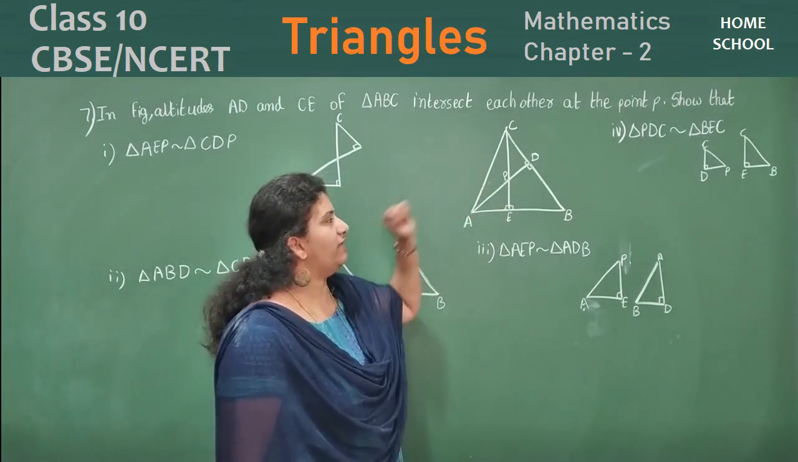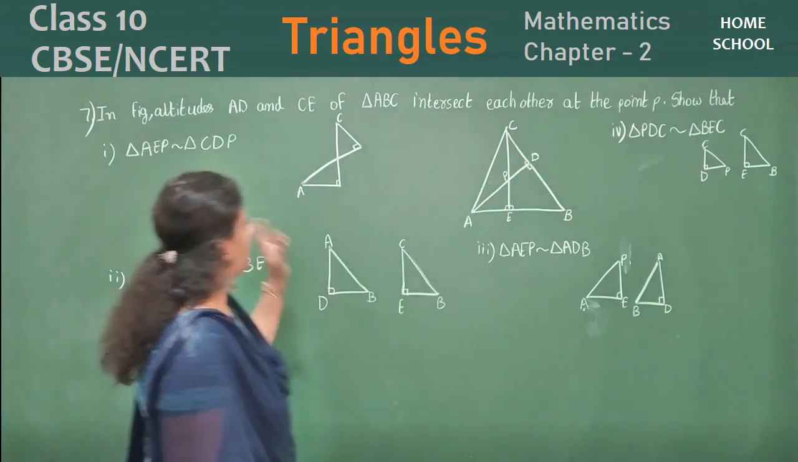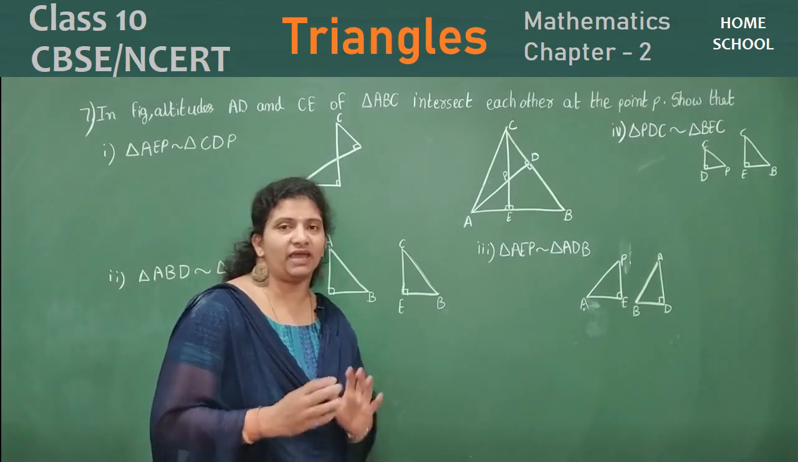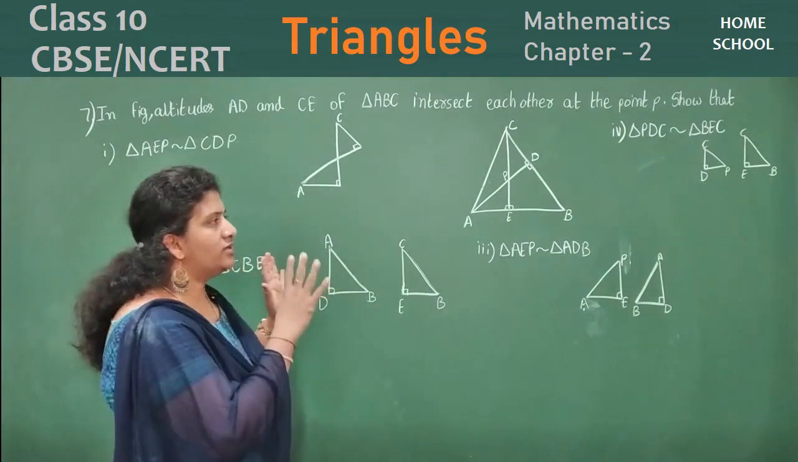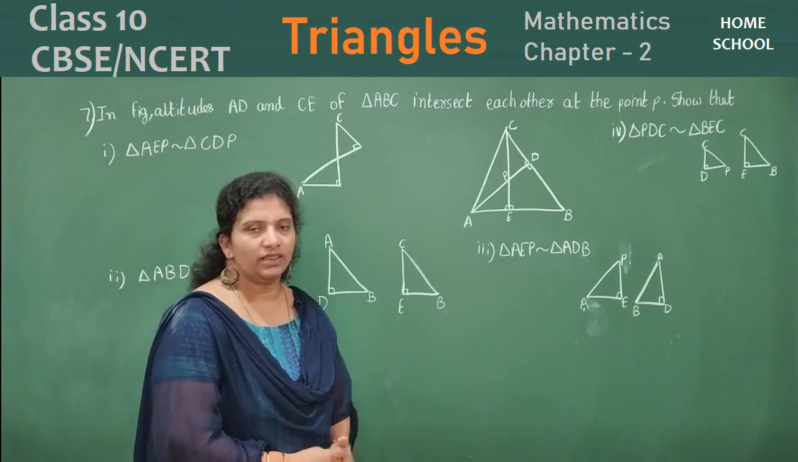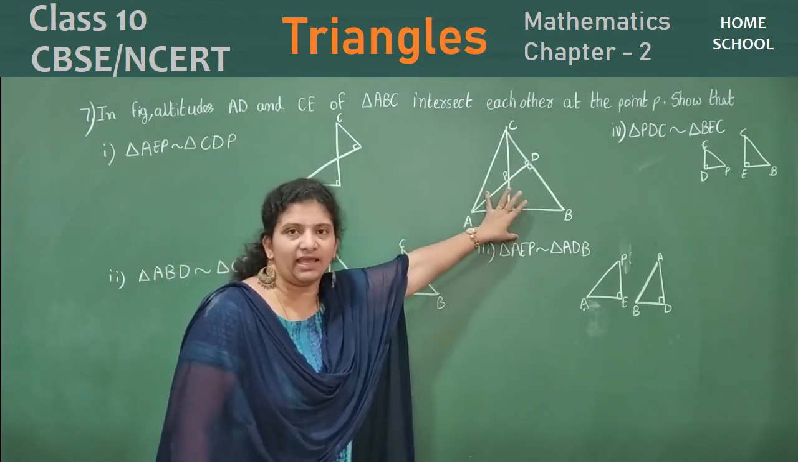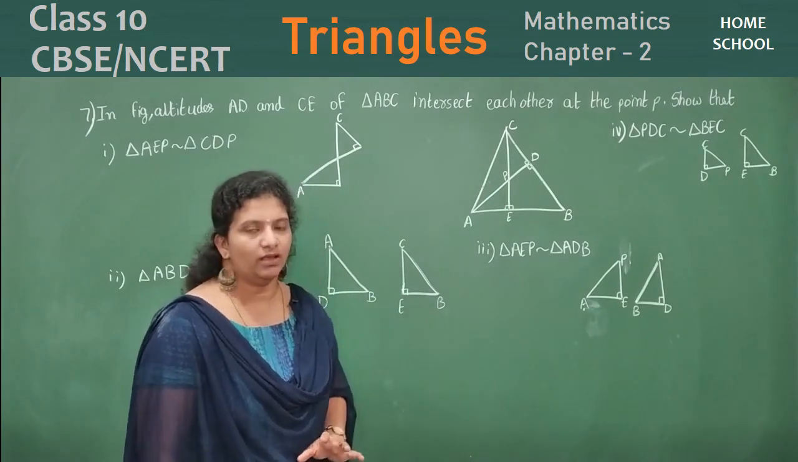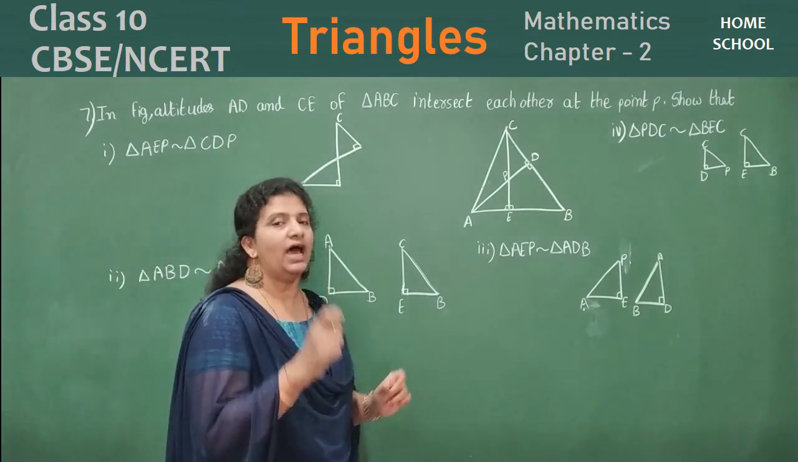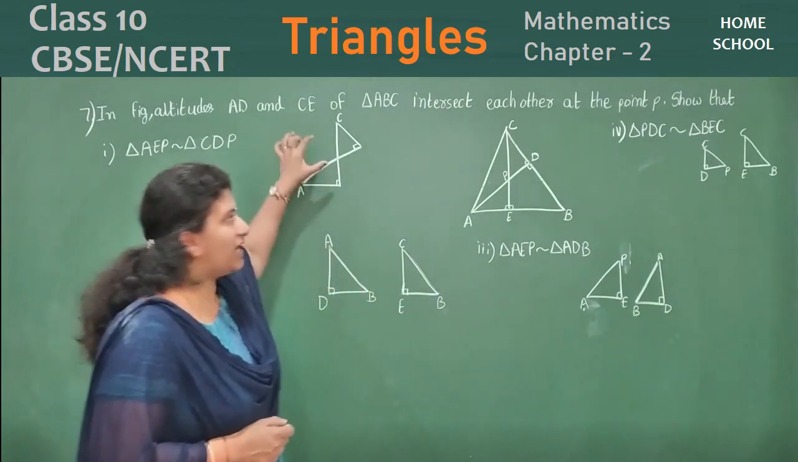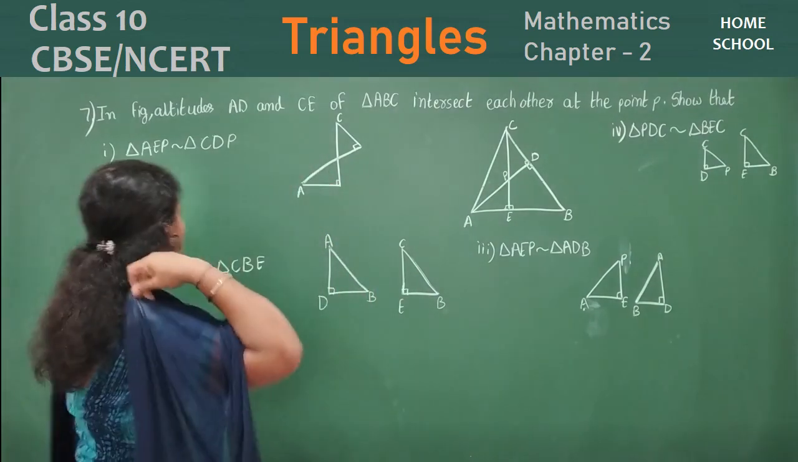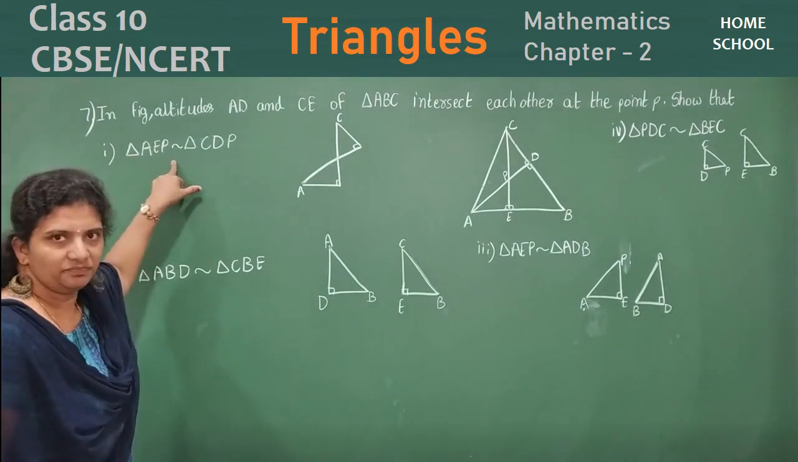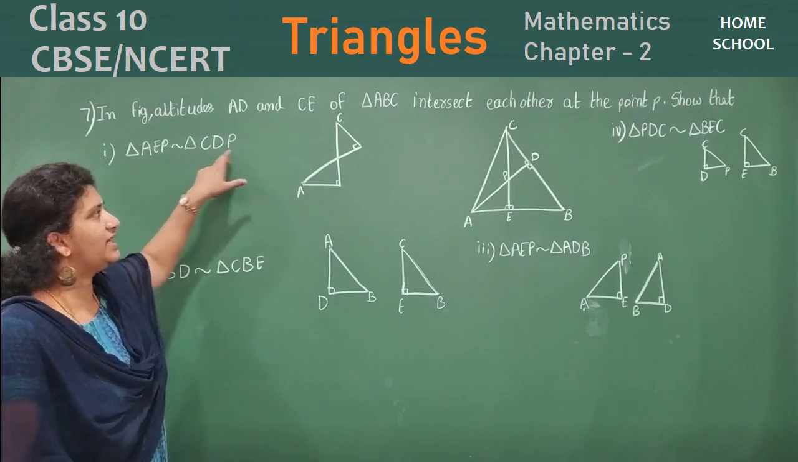Okay, so now show that there are 4 sub-questions in this problem. So observe the problem carefully here, children. I have drawn some tiny figures here. They have given only one triangle and two altitudes, intersecting at some point P. But for every sub-question, I have picked the triangle and I am trying to show you here. So look here, first sub-question. Show that triangle AEP is similar to triangle CDP.